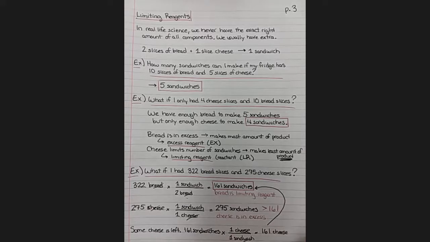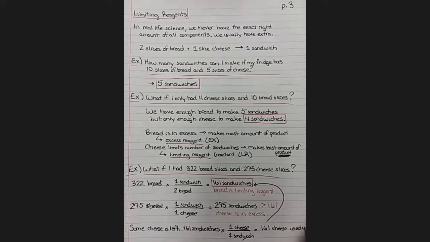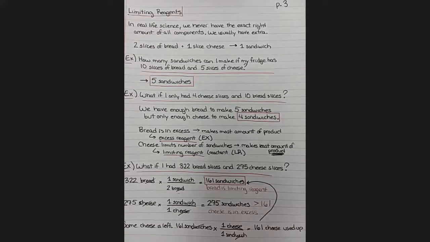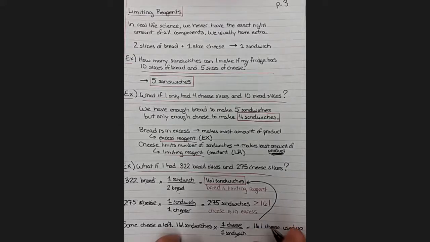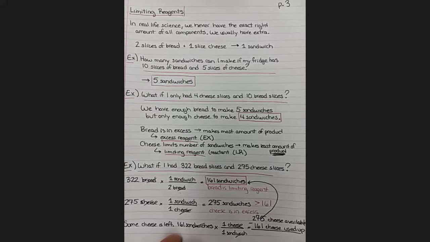And now we need to stop and make sure that we think about when we use this cheese. So this is not the cheese that is left over. This is the cheese that was used up. When I made 161 sandwiches, I used 161 pieces to do that. And now we can use that to find the remainder. So I had 275 pieces of cheese available in my very large fridge. I used up 161 to make the sandwiches, so we'll subtract that, and that gives us 114 pieces of cheese left over, or remainder.